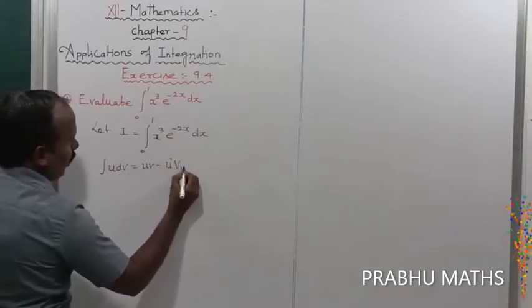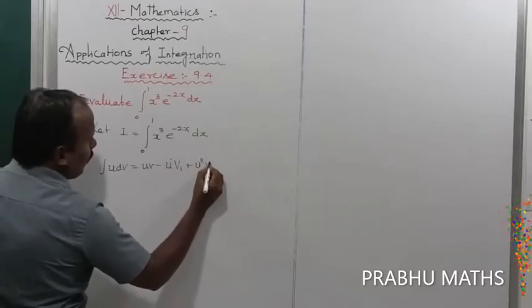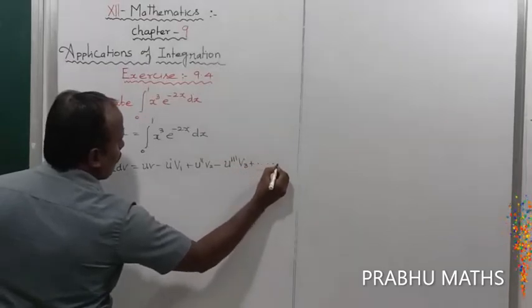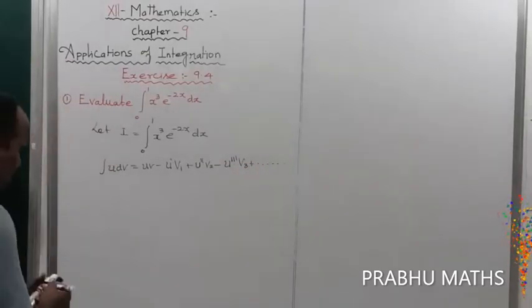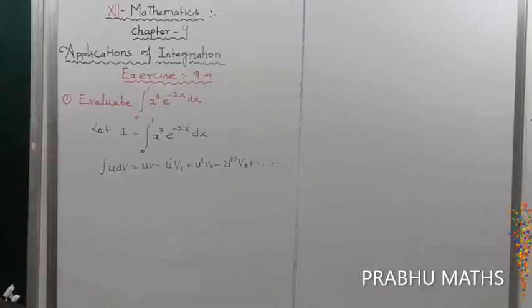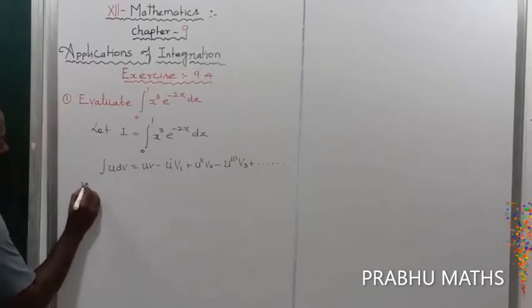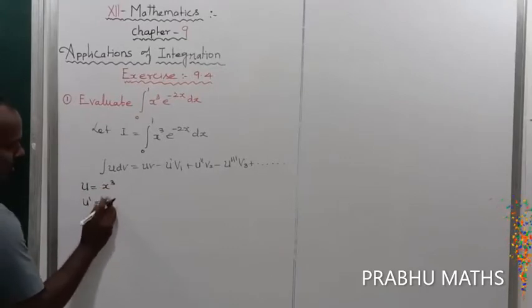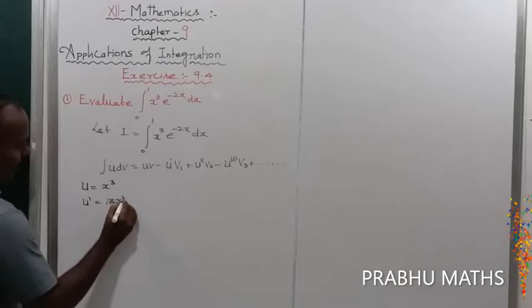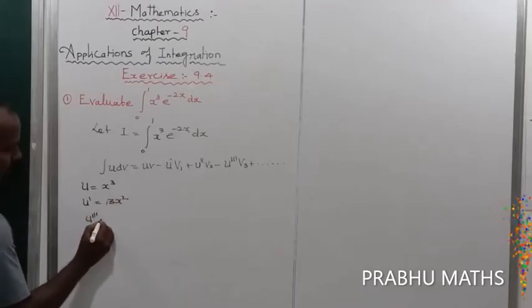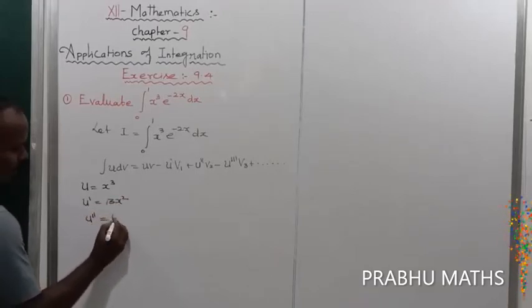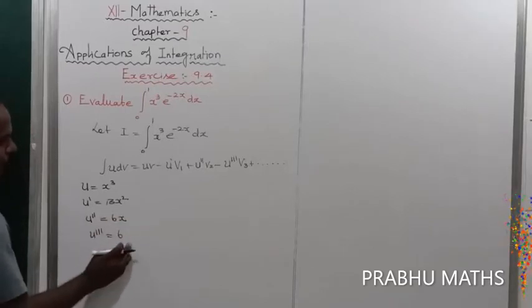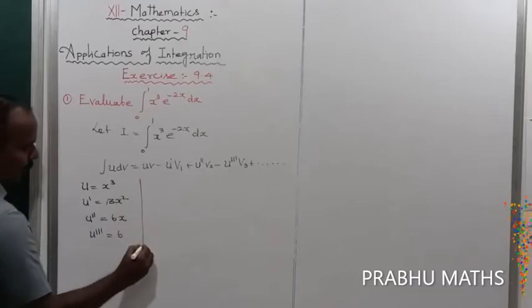integral of u v1, next plus u double dash v2, next minus u triple dash v3, plus and so on. Now u is going to be the algebraic function, so u is equal to x cube only. u dash is equal to 3x square. u double dash is equal to 6x. Next, u triple dash is equal to 6. u fourth dash is equal to 0. So this is the complete value.